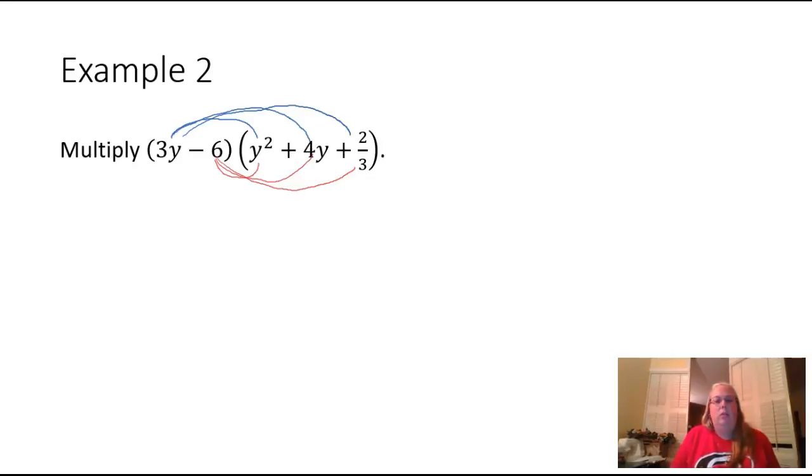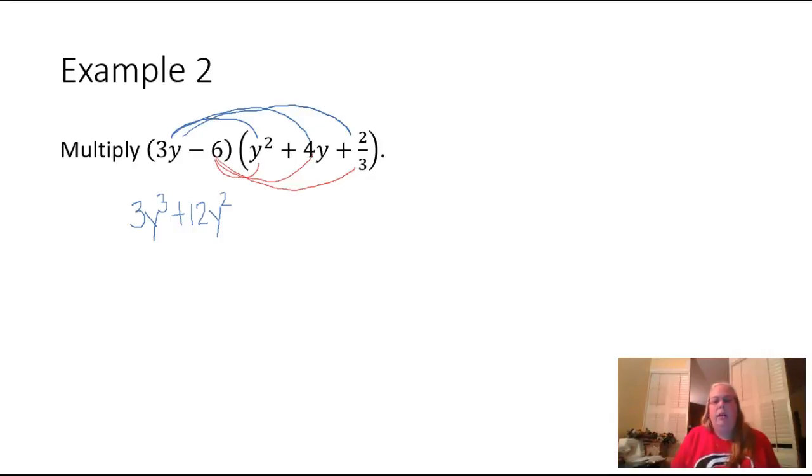3y times y squared is going to give me 3y to the third, because when we're multiplying, we're supposed to add the exponents on our variables. 3y times 4y is going to give me a positive 12y squared, because 3 times 4 is 12 and y times y is y squared.